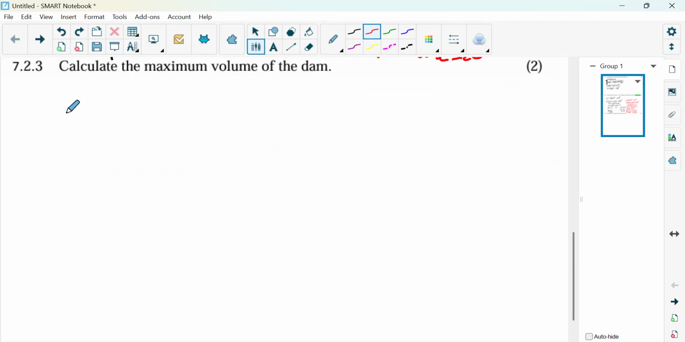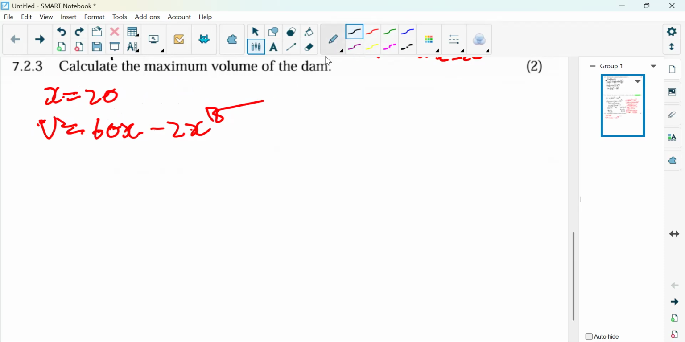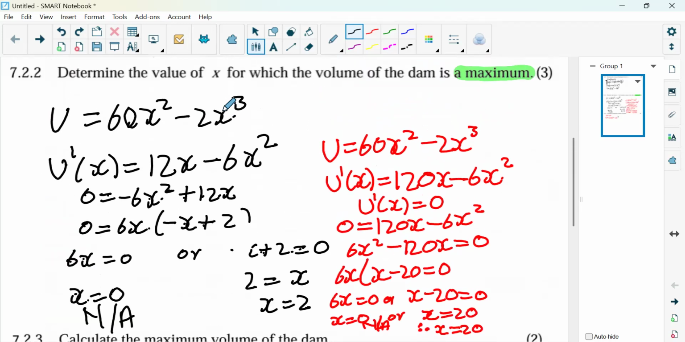We already said we have x for the dimensions, which is equal to 20. And then we got our volume formula: V is equal to 60x squared minus 2x cubed. Just check it up there so that we don't make a mistake again. Okay, it's fine.